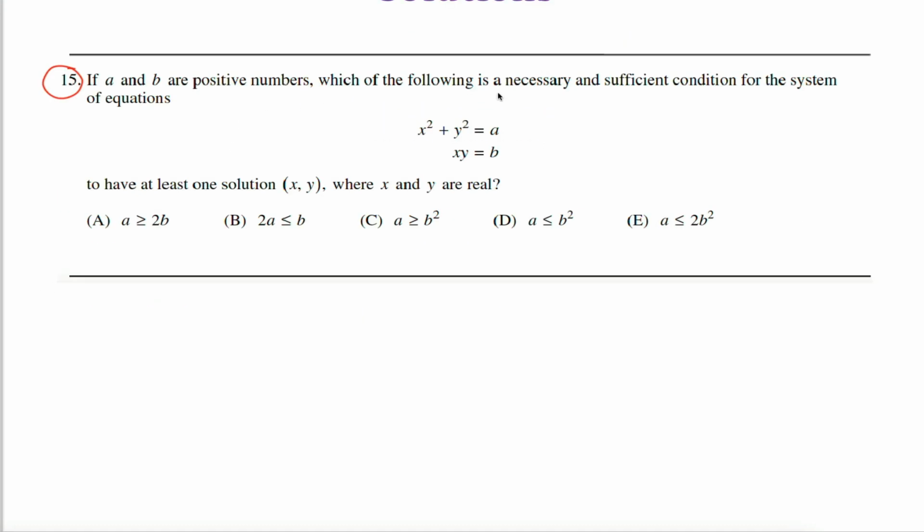The idea with this problem is we have these two different equations, and we're asked for a necessary and sufficient condition for there to be at least one solution.